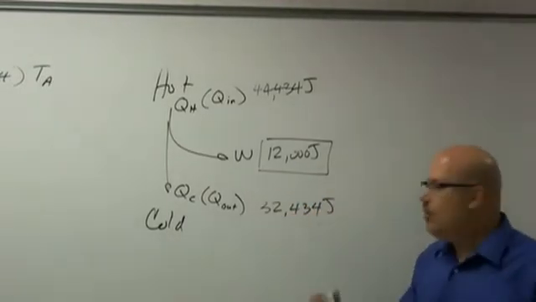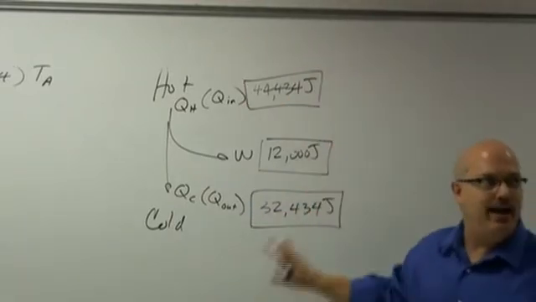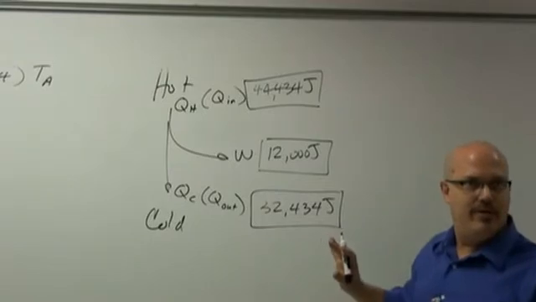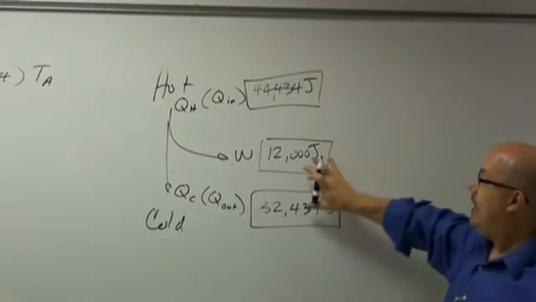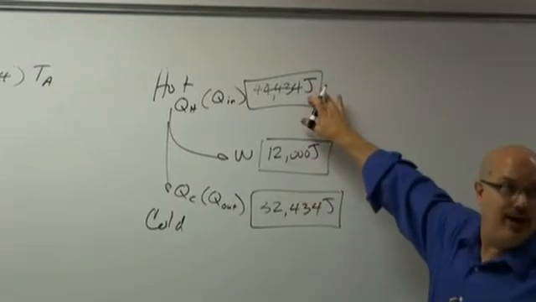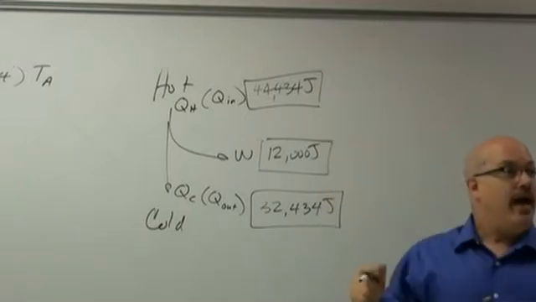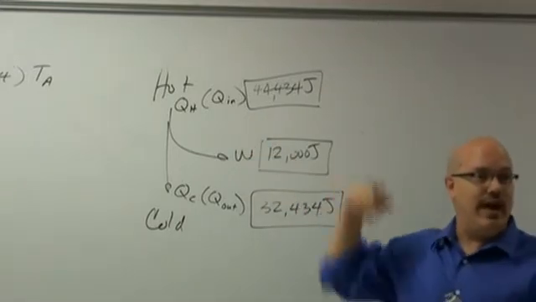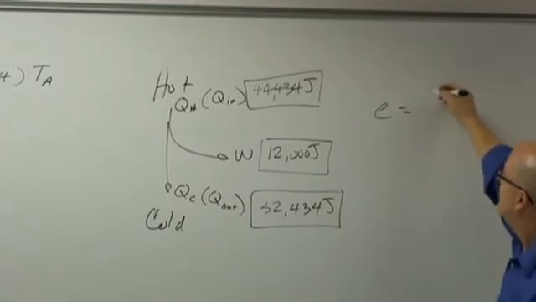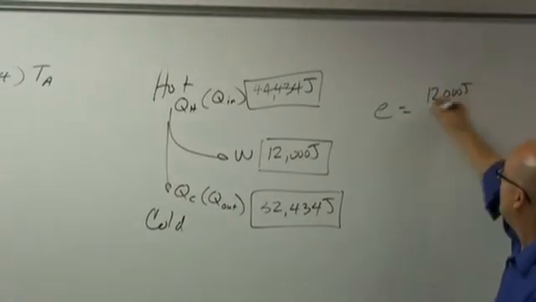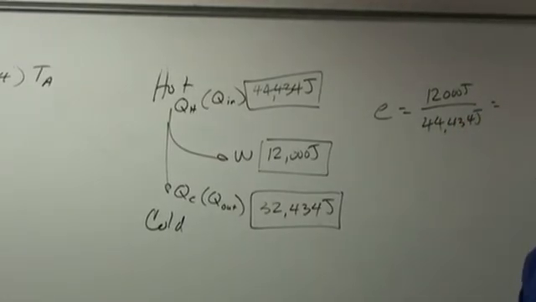Okay, now let's make sure it works. Didn't we say that in this diagram, how do they have to add up? Yeah, the two that come out have to equal the one that goes in, right? And they do. Nice. Hey, wait a minute. What's the efficiency of this engine? Work out, 12,000 joules over 44,434. What is that?